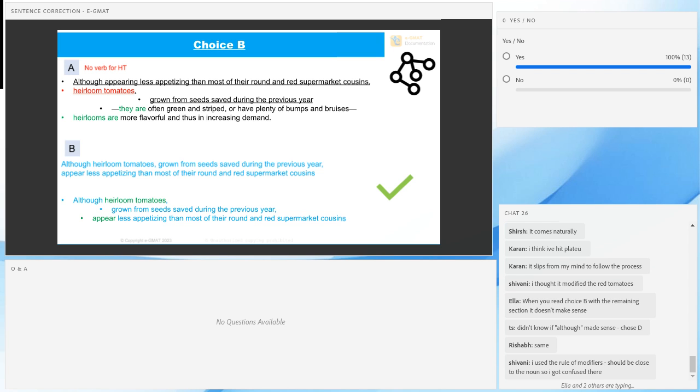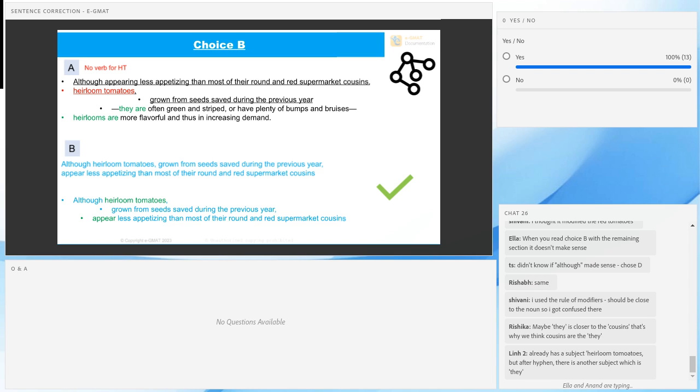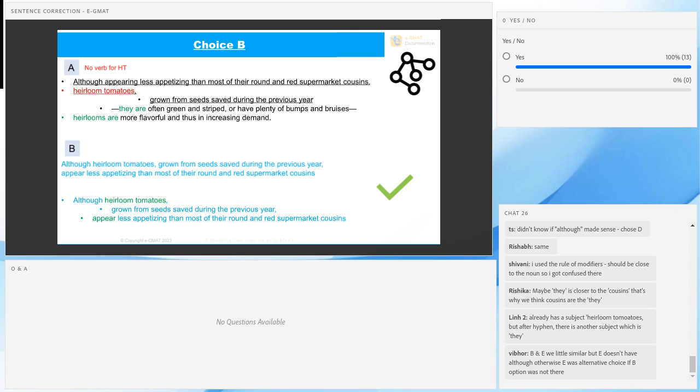And that you will be able to get if you break the sentence down into its sentence structure. So Shivani, this is the rule of modifier should be close to the noun. So you got confused there. See, they are often green and striped. They can be far away. There's nothing like that. So the reason, Rishika, that you're talking about over here, you are misinterpreting the pronouns rule. Okay. So definitely look at our pronouns article.